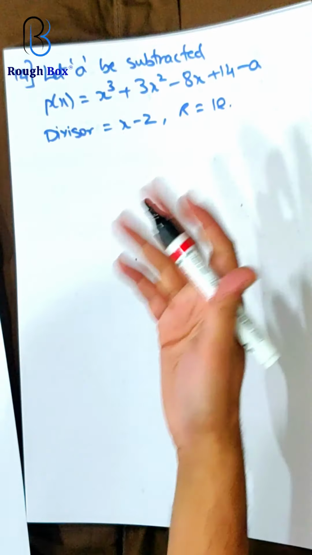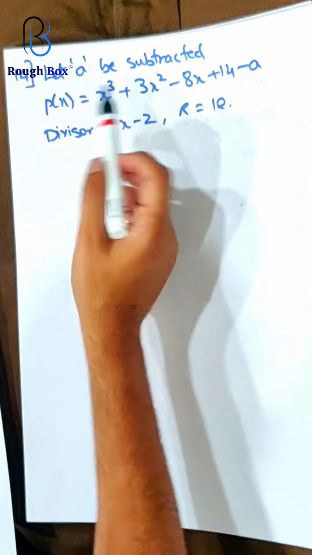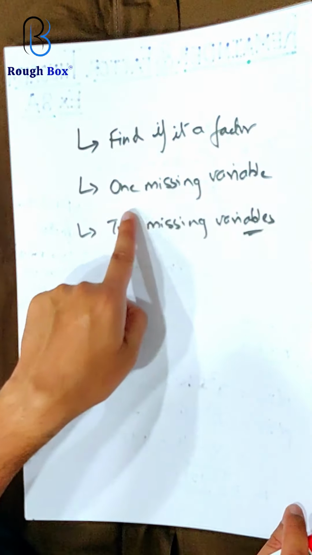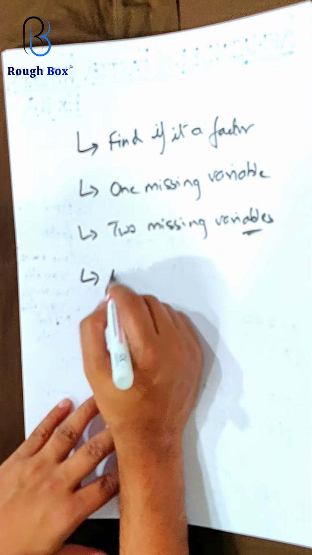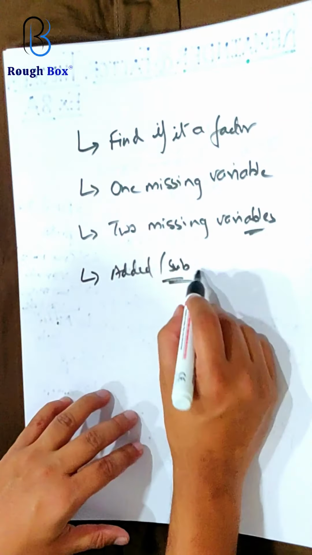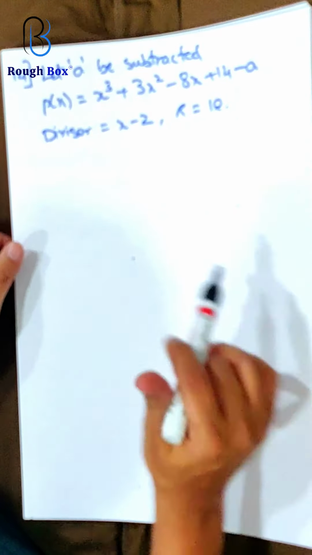One missing variable. Can you see that? The variable we are creating. So if they say what should be added, then you say plus a. What should be subtracted? So we write minus a. So till now we've just done 3 types. Find whether it is a factor, one missing variable, 2 missing variables. And this one, what should be added or subtracted, which I said is a different method or different type. Basically it's a different type but a subtype of this one only, one missing variable, which we can identify very well now. So let's go ahead, hit it.